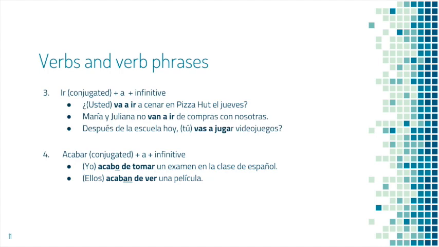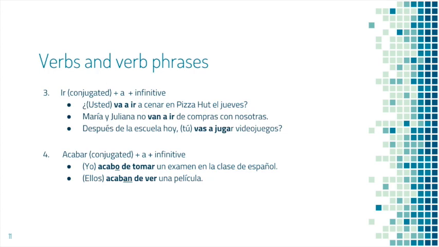In the second example, it says, María y Juliana no van a ir de compras con nosotras. Van a ir has all three parts. All right, the third example, después de la escuela hoy, ¿vas a jugar videojuegos? Okay, vas a jugar. Again, we have all three parts for saying going to do something, going to go, going to play, whatever the case may be.